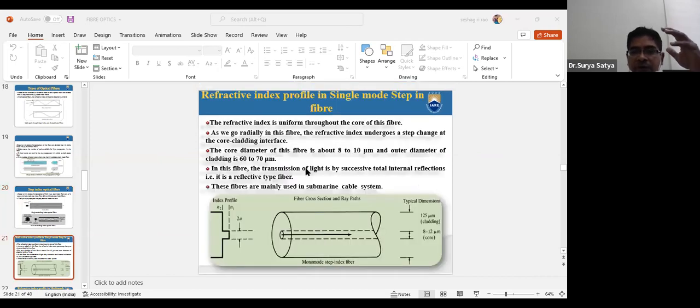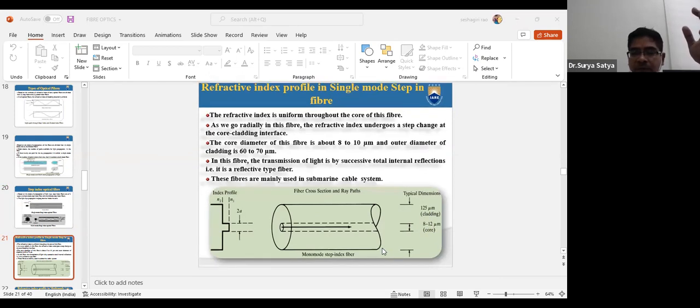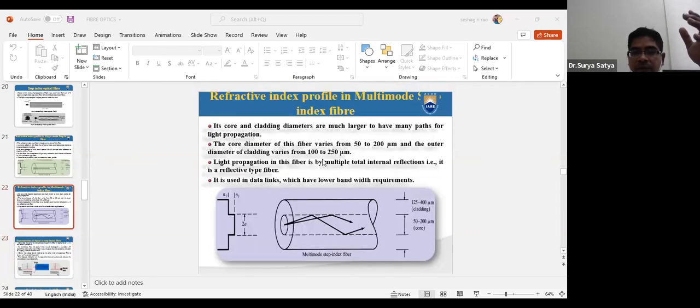We have also seen what the refractive index profile is in a single mode step index fiber. The refractive index is uniform across the fiber. These are all the contents we have discussed. I think you are familiar with this. Here it is the core, and the diameter of the cladding is around 125 micrometers, and the core is around 8 to 12 micrometers. So this is the monomode step index fiber. In the multimode step index fiber, the core and cladding diameters are much larger to have many paths for light propagation.